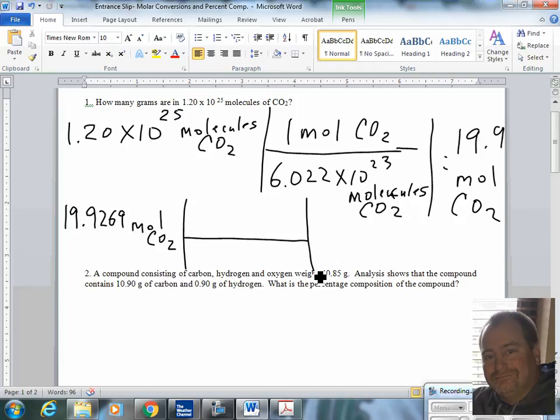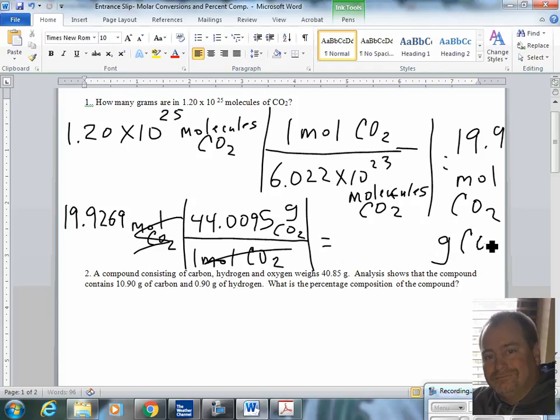In order to get it into a mass, I need to know the molar mass of carbon dioxide. So I'm going to calculate that: 15.9994, there are 2 of those, and add that to 12.0107. It'll give me 1 mole of CO2 has a mass of 44.0095 grams of CO2. That cancels my moles of CO2. My final answer is going to be in grams of CO2.